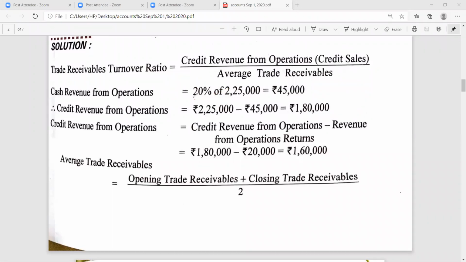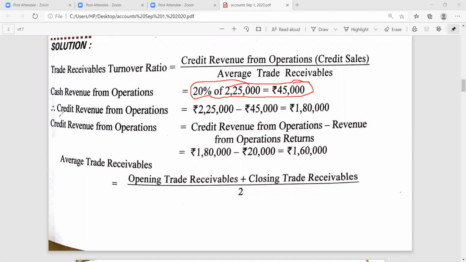I am highlighting the point. What is to be calculated? It is 20% of 2,25,000. That will be 45,000. It is our cash revenue from operation. How is it to be calculated? That will be 20% of 2,25,000. Now, how is the credit revenue from operation to be calculated?